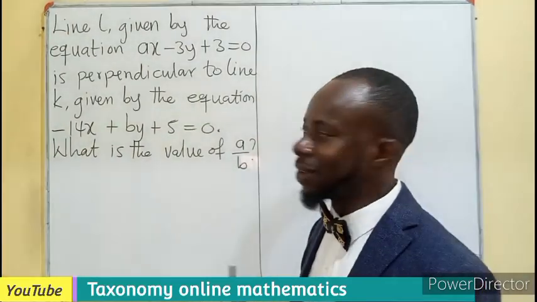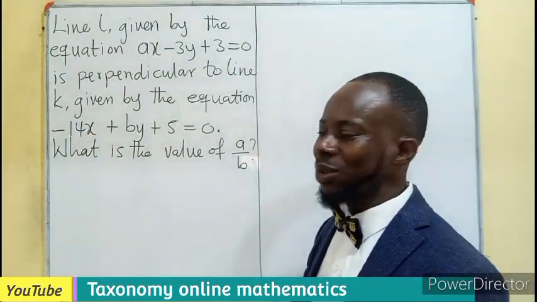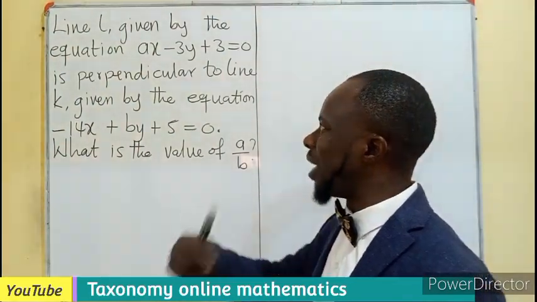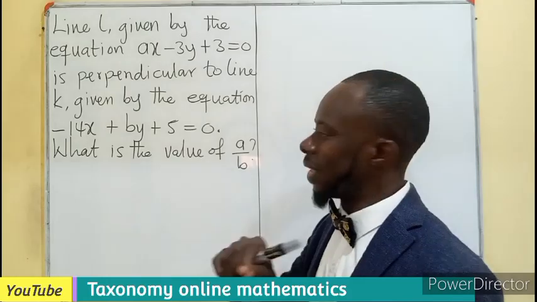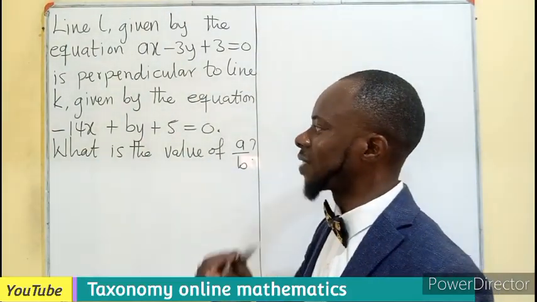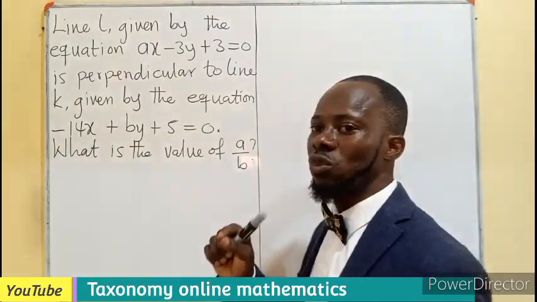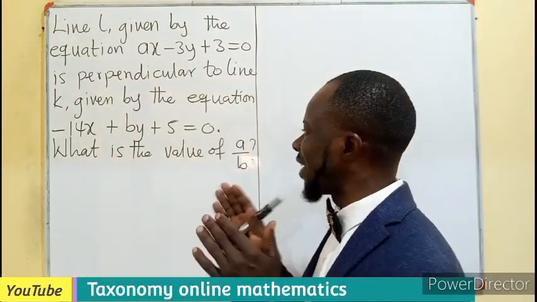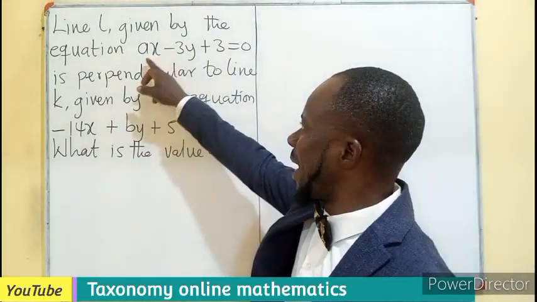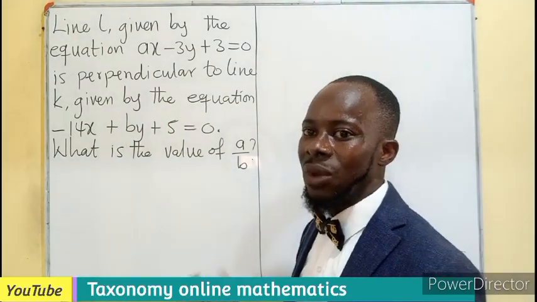A line L given by the equation ax minus 3y plus 3 equals 0 is perpendicular to the line K, which is given by the equation minus 14x plus by plus 5 equals 0. So what is the value of a over b? Meaning the a in the first equation, then the b in the second equation.